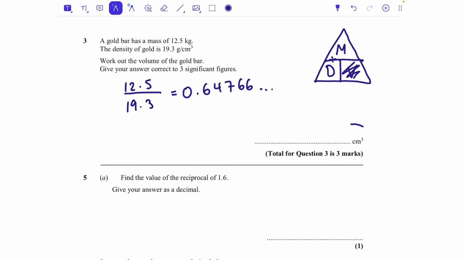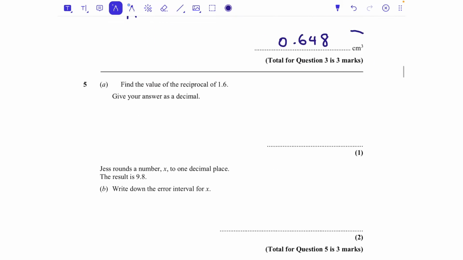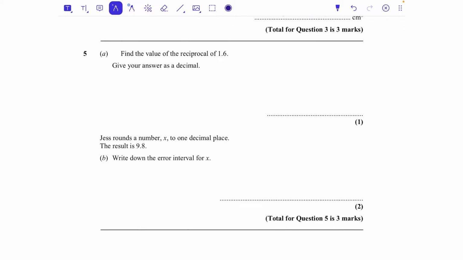So remember, 0 does not count as a first significant figure, but once you've started counting, it would count. So 6 is my first significant figure, then 4, then 7. So I'm stopping there, check the next number which rounds up, so it'd be 0.648. Question number 5, find the value of the reciprocal of 1.6.